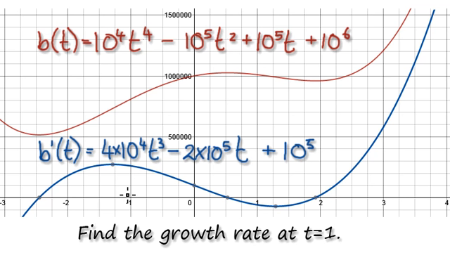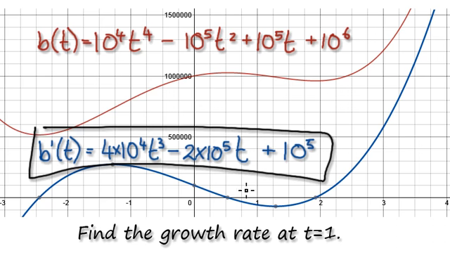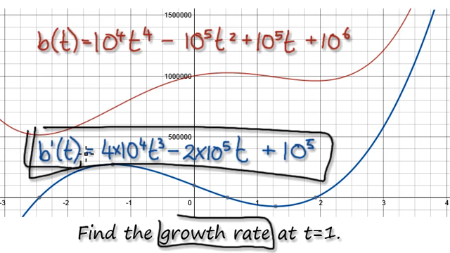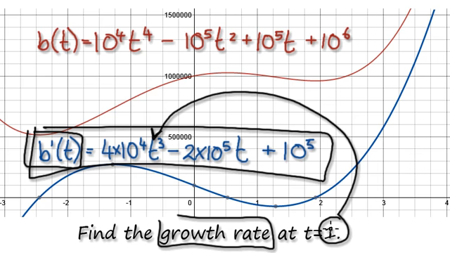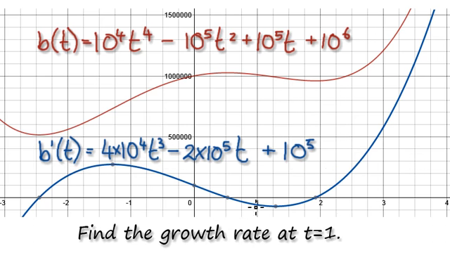Okay, but the question is, find the growth rate at time equals 1. So 1 hour, what's the growth rate? Press pause and have a go. To do this, you should be looking at this equation here. The growth rate is given by b prime of t. So it's basically you putting the 1 into this t. This is your answer, the y value here.